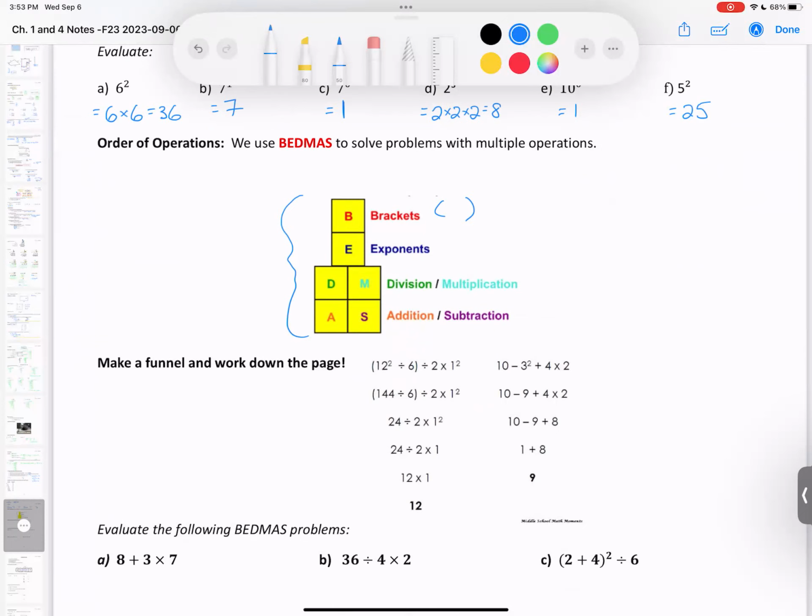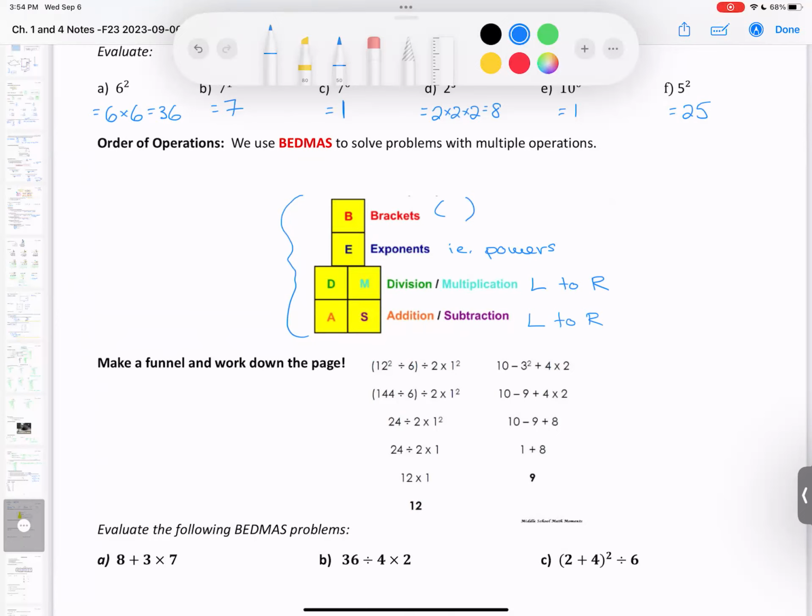Then we're going to go to E. We're going to deal with any of our exponents. So that would be the powers, i.e. powers, like to the power of 2 and so on. Next, we're going to do division and multiplication. You can actually do these at the same time if you want. You just want to do them left to right. Once you've done all the divisions and multiplications, then you want to do the additions and subtractions, once again, left to right. Okay, so they've got some examples here, and they show you how to kind of make a funnel as you work your way down the page.